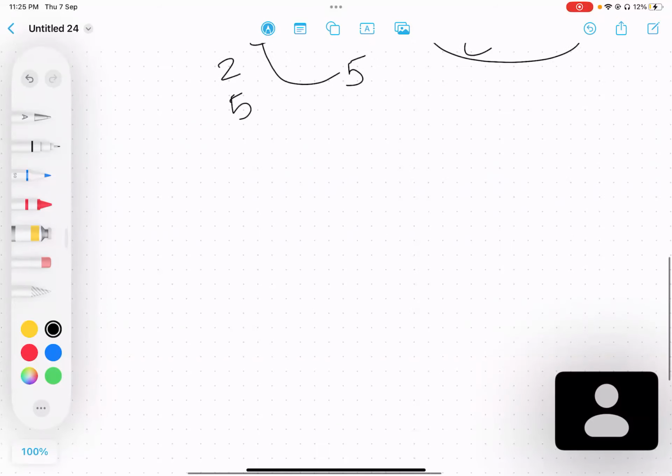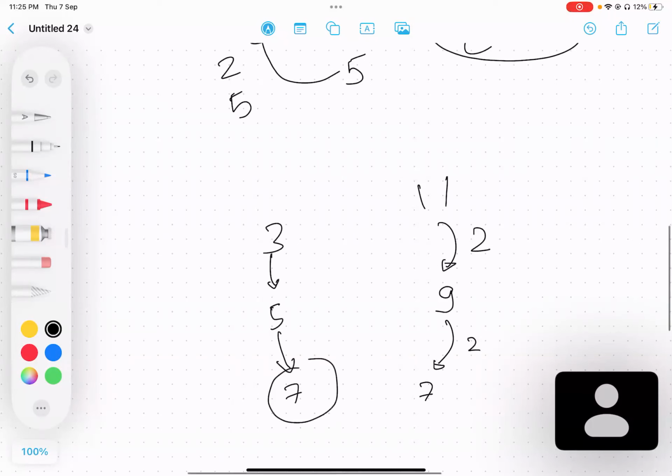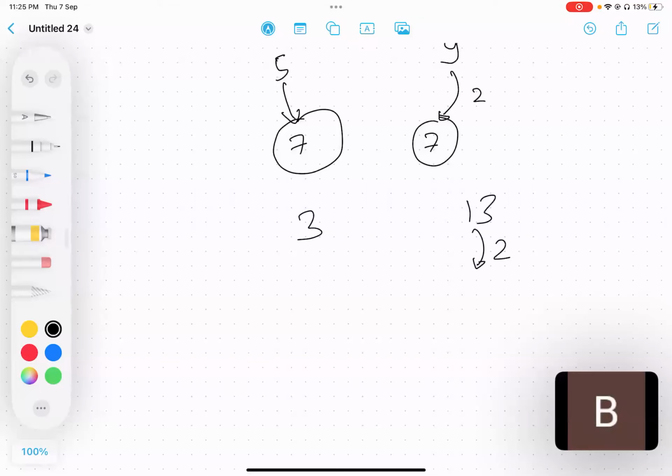But let's say it was 3 and 11. In that case, if I remove 2 from here, it will become 9, and this will become 5. Then again, if I remove 2 from here, it will become 7, and this will become 7. Let's take one more example. Let's say this is 3 and this is 13. If I remove 2 from here, it will become 11, and this will become 5.